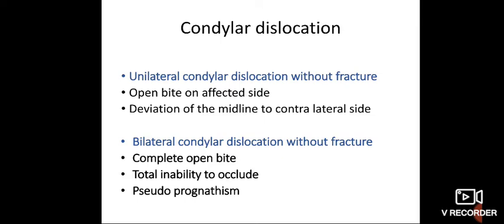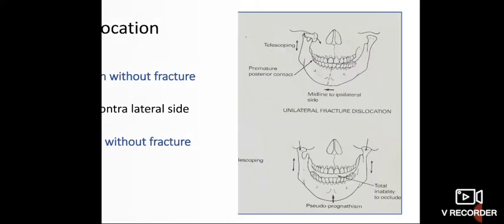So these are the clinical features. If it is a bilateral dislocation, complete open bite, there won't be any gagging, posterior gagging. There won't be anterior open bite. It will be a complete open bite from molar to molar. No teeth will be in contact. It is highly impossible that the patient will be able to occlude. And then there will be prognathism. In bilateral condyle fracture, you will have retrognathism. In bilateral condyle dislocation, you will have pseudoprognathism.